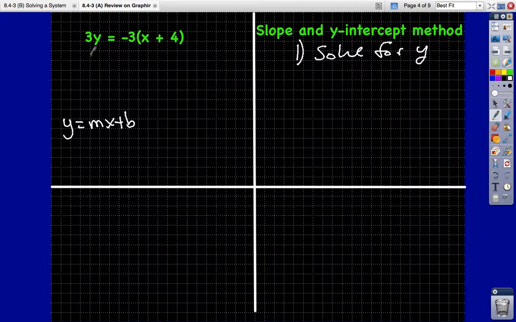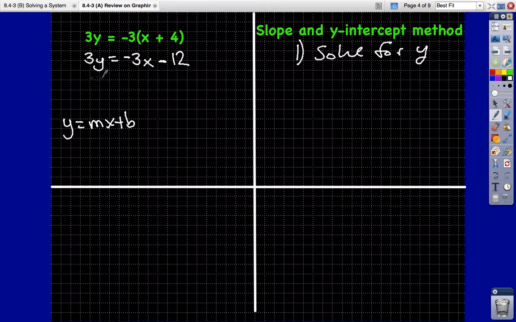So the first thing I'm going to do is simplify what I see on the right-hand side here. I'm going to rewrite what I don't mess with. But I need to distribute this -3 to both terms because this is kind of messy, right? So this is -3 times x, so that gets me -3x. And then -3 times a +4 is -12, okay?